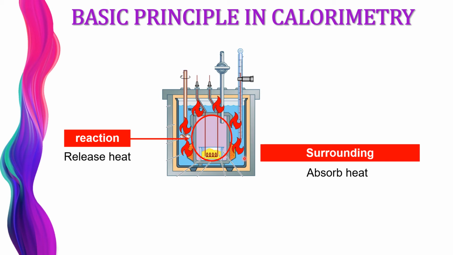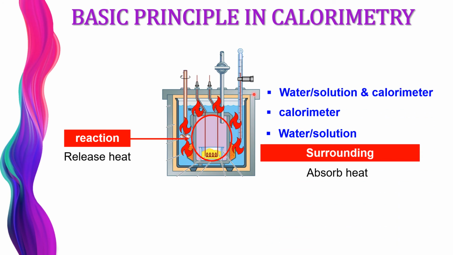Surrounding yang pertama adalah yang warna biru-biru ni. Yang warna biru tu adalah water ataupun apa-apa solution yang berada di sekeliling kawasan tindak balas. So water ataupun solution ni, dia akan absorb heat yang released by the reaction. Tapi kalau dalam calorimeter tu dia tidak ada water ataupun solution, so heat released by the reaction ni akan diabsorb oleh calorimeter sahaja. Dalam sesetengah situasi, water ni pun akan absorb heat dan calorimeter ni pun akan absorb heat.